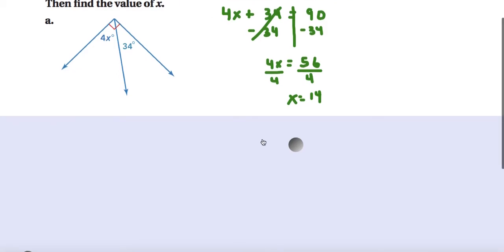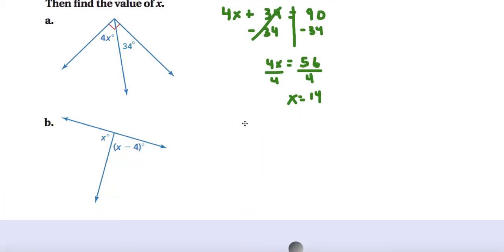Let's try another example. Here I have two angles that come together to form a straight line. So I know that these two angles, when added together, are going to equal 180 degrees. So I can write my equation using x plus x minus 4 is equal to 180 degrees.